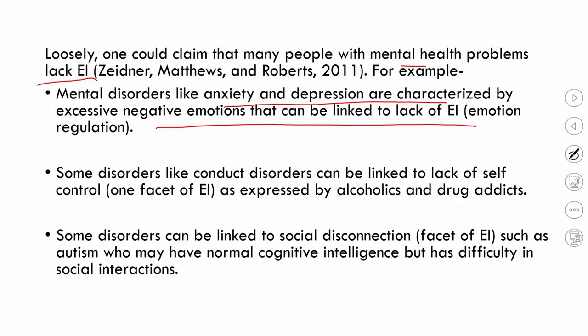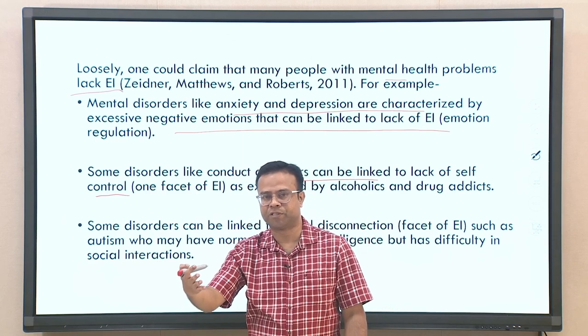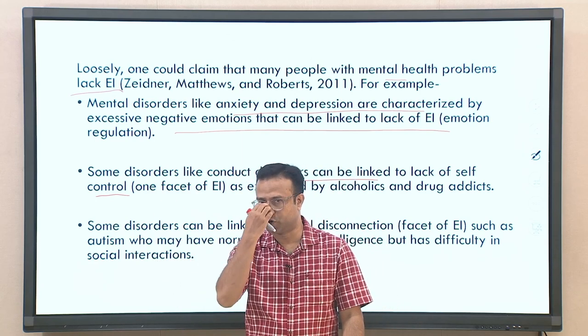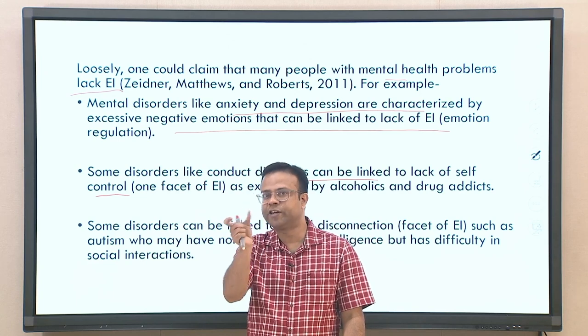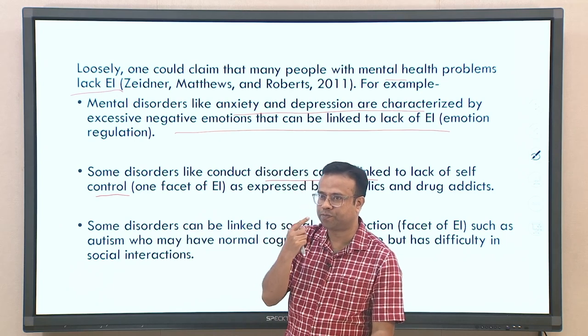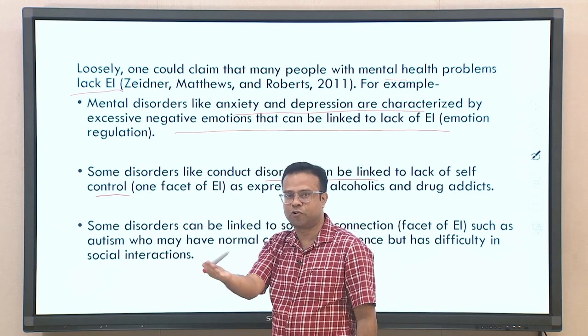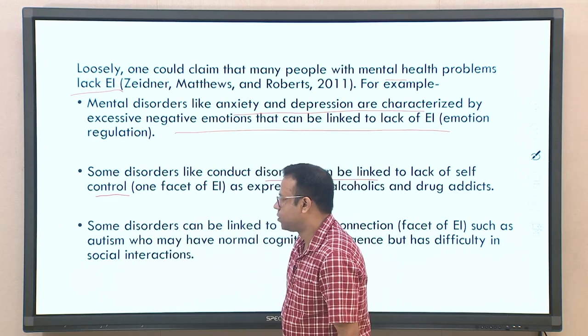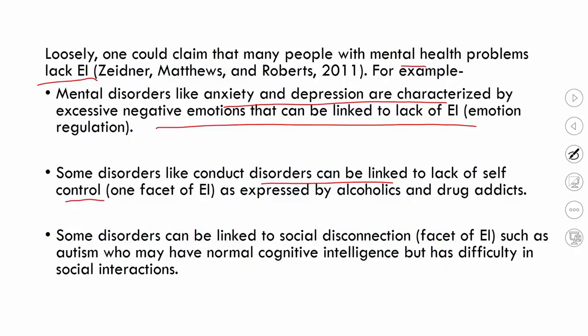Some disorders like conduct disorders can be linked to lack of self control. Some people have impulse control issues, so they become addicted to some substances and so on. They cannot control their behavior. So that is also related to emotion regulation issues. This kind of disorder can also be directly linked to lack of emotional intelligence.